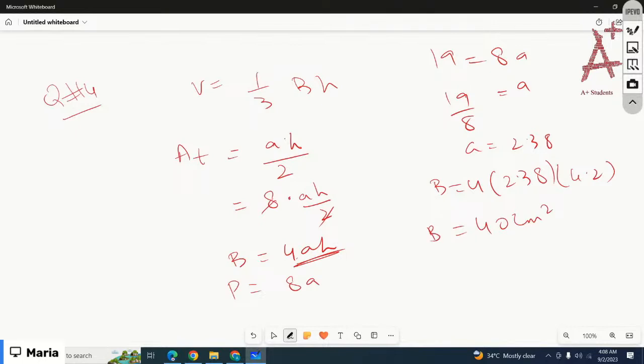Now you have the value of B, just put the values in the formula. That would be 1 by 3 times base is 40 and height is 4.2, I think. No, 6 it is. So it would be 80 centimeter cube. That means the volume of the pyramid is 80 centimeter cube, right?